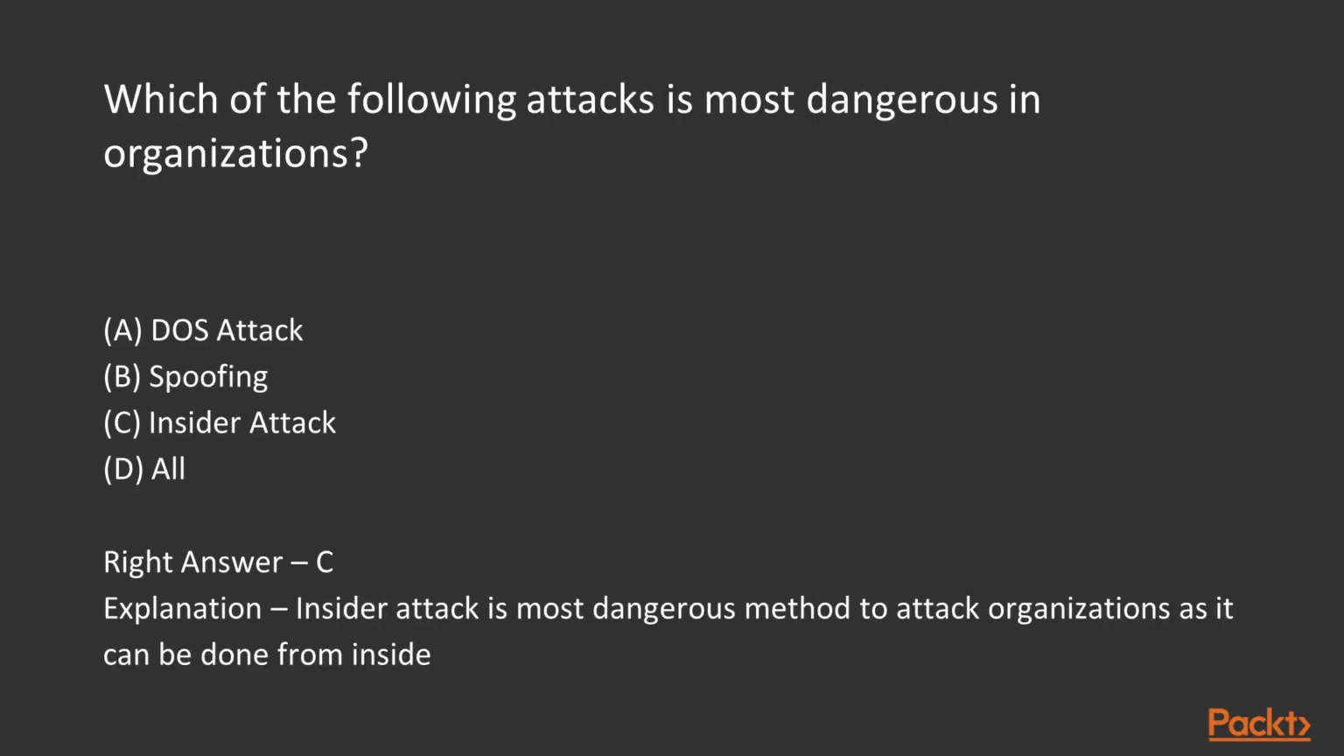Which of the following attacks is most dangerous in organizations? So DoS attack is basically flooding, then spoofing, insider attack. So the right answer is insider attack. An insider attack is when your internal employee is trying to leak your secret data to your competitors. So insider attack is the most dangerous method to attack an organization and it can be done from inside.